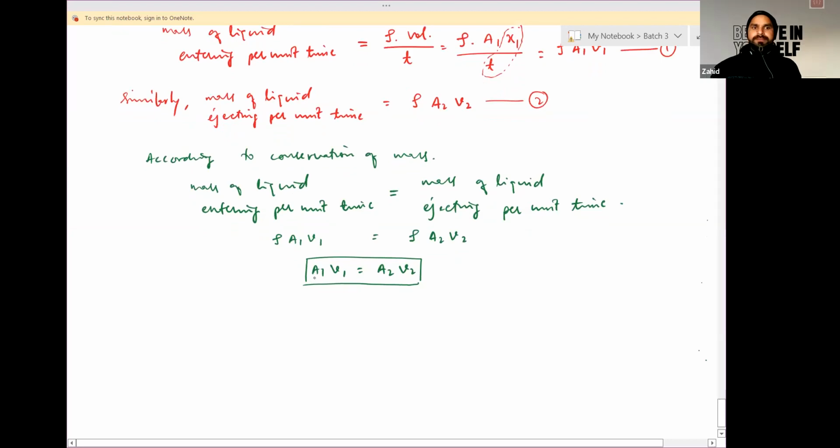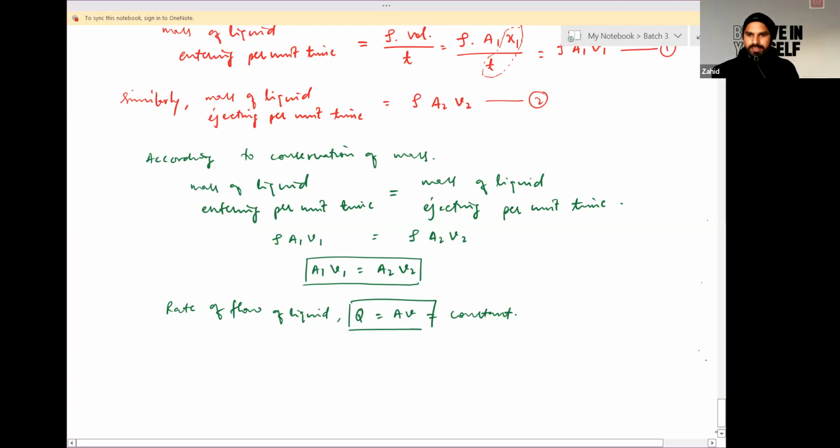Now, this particular product, area and velocity, is also termed as rate of flow of liquid. So it will be represented by Q equals area times velocity. So this product will be constant for the flow of a non-viscous incompressible liquid in a tube.